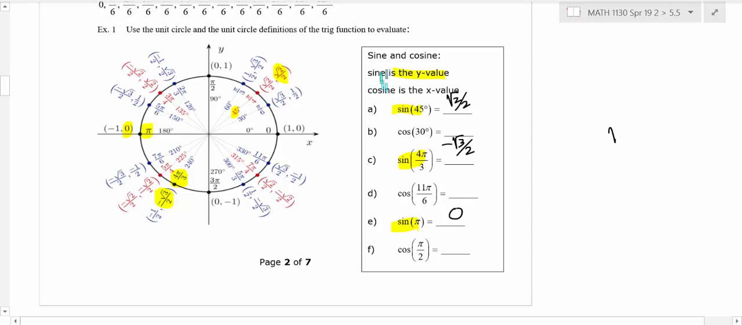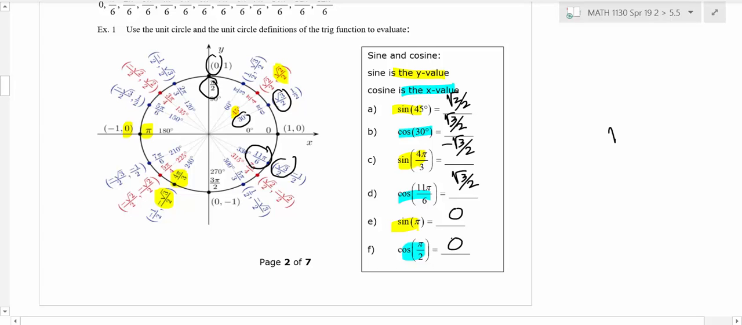So you can do a sine on our unit circle very, very fast. The cosine is the x value. So all we should have to do is look them up one by one. Cosine of 30 would be the x value, so that would be square root of 3 over 2. 11 pi over 6 is here. The cosine would be positive root 3 over 2. And then the cosine of pi over 2 is 90, so the cosine would be the x value, which is 0. And that's all you do on that.